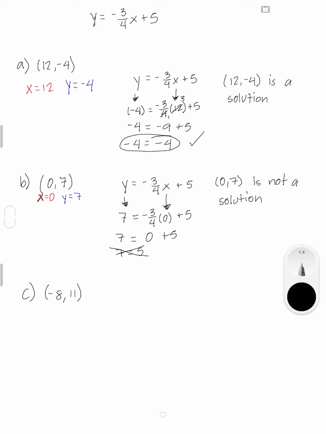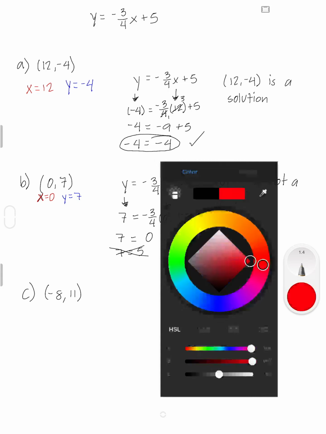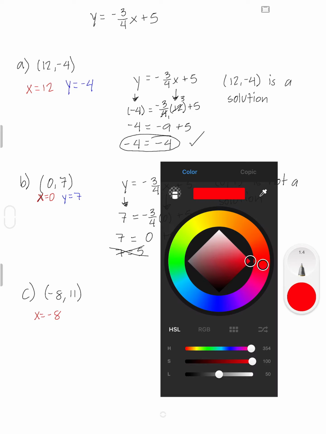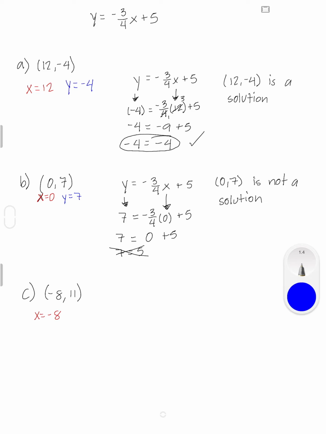Okay, now let's go ahead and test the last one. So for the last one, we have x equals -8, and we have that y equals 11. We take again the equation y equals -3/4x plus 5. Instead of y, we plug in 11 equals -3/4, and then instead of x, we're going to plug in -8, plus 5.